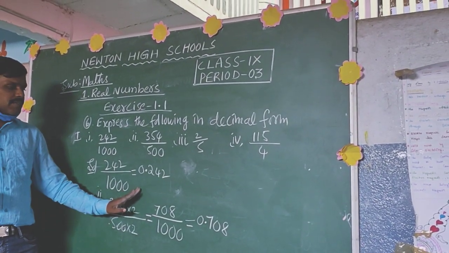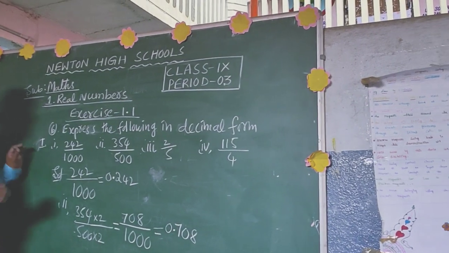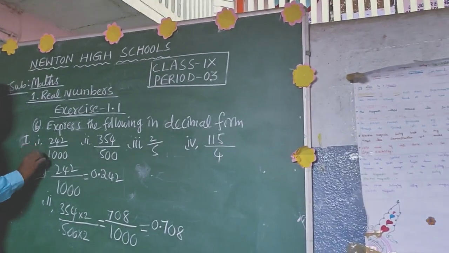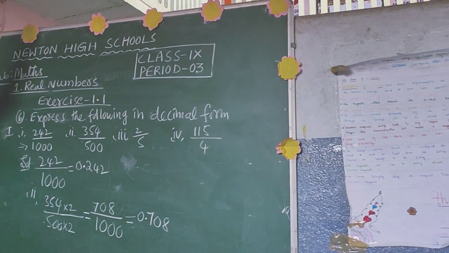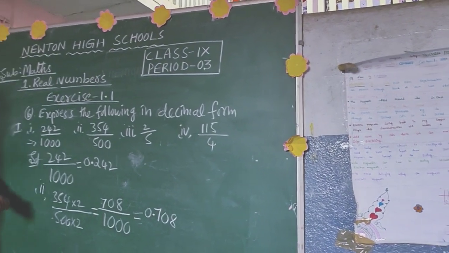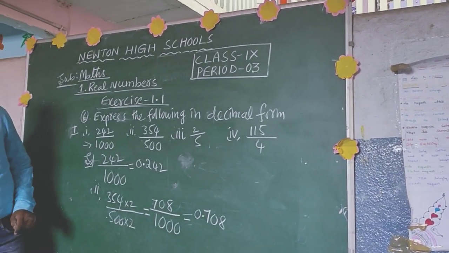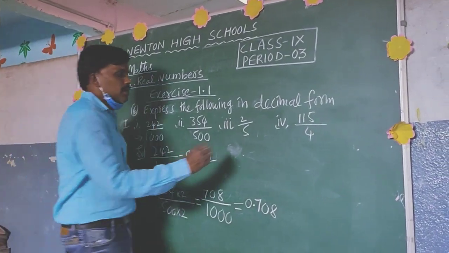Without doing actual division, we can find the answer when the denominator is an exponent of 10. In such a case only, we can easily find the answer. This exponent we can learn in 10th class. But then, let us do the next example.